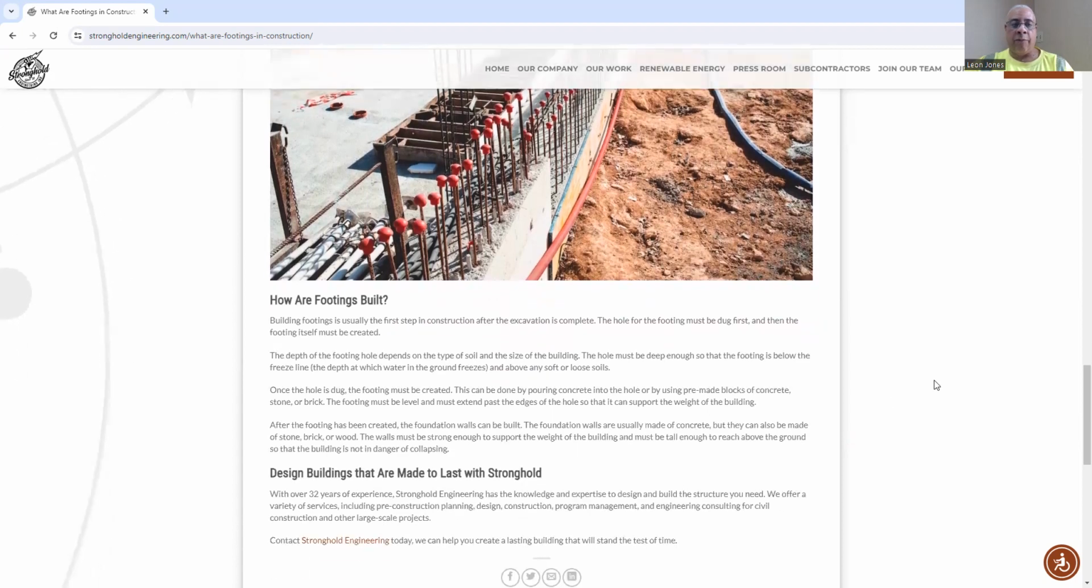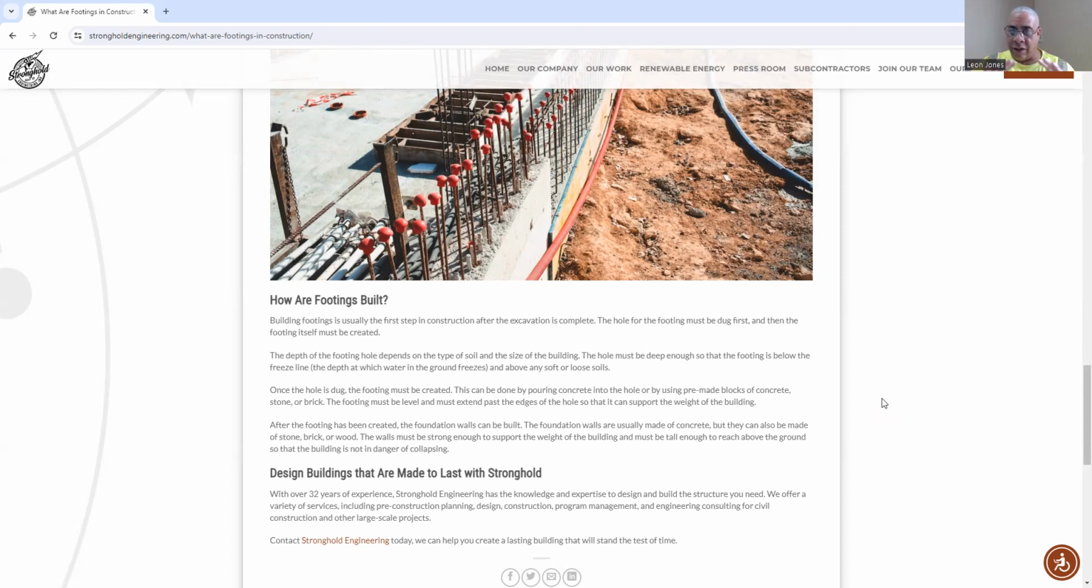Now, how are footings built? Well, before you construct any structure, you have to build a footing. That's the first step. And that comes after excavation is complete. So when you build a footing, you have to dig a hole. And then once the hole is dug, the footing itself is now created. And the depth of the footing hole depends on the type of the soil and the size of the building that you plan on constructing.